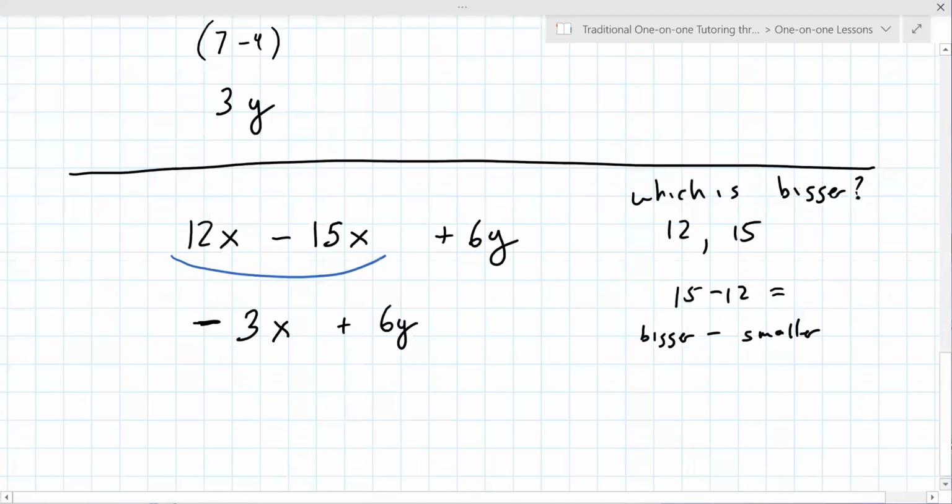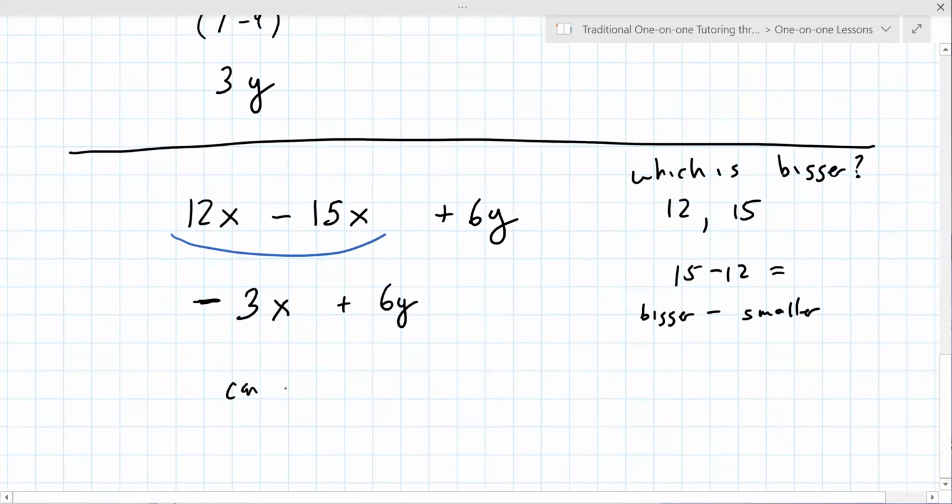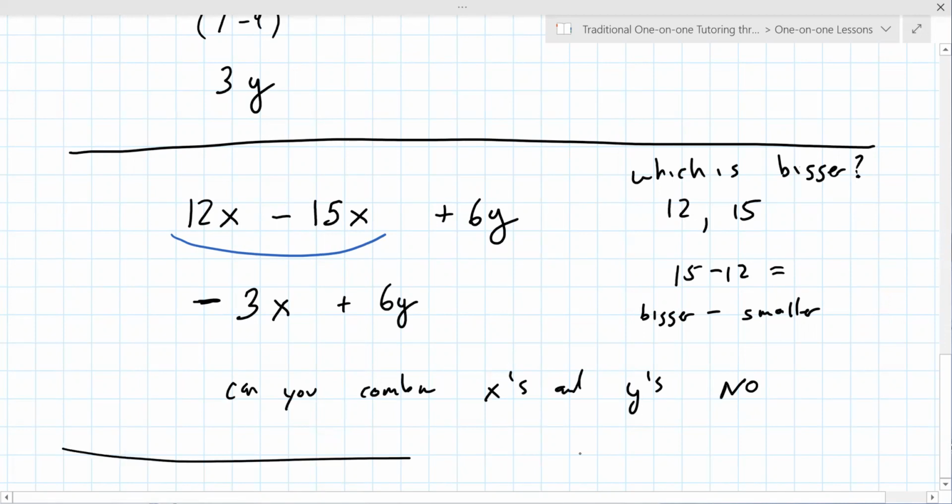So can you combine x's and y's? No. Let's try another one.